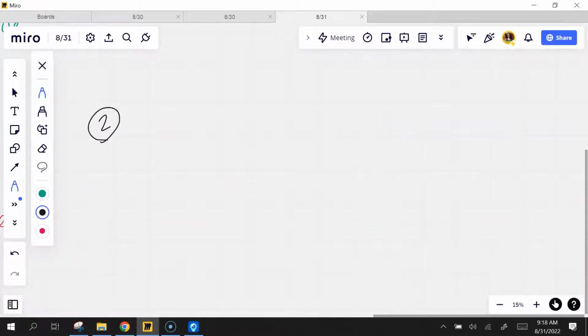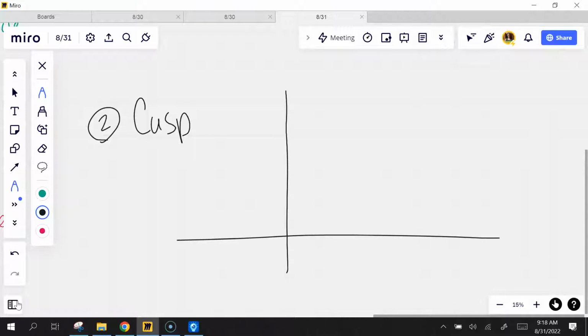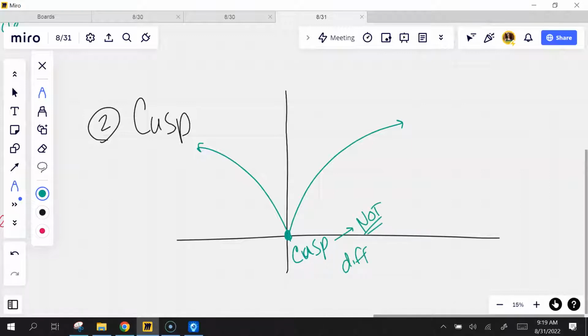The next one is what we call a cusp. It does come down to a point, but kind of oddly so. This is what it looks like. I have a graph that does this. This point is my cusp. It's not differentiable. This is pretty much what a cusp is always going to look like. It's going to look like two wings coming in this way.